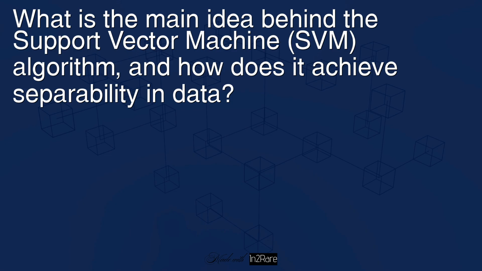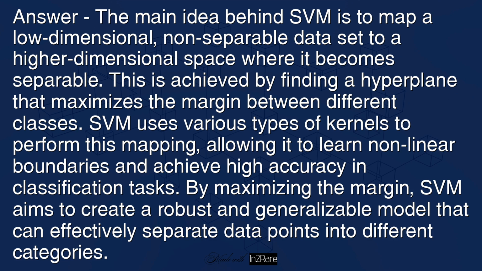What is the main idea behind the support vector machine (SVM) algorithm, and how does it achieve separability in data? Answer: the main idea behind SVM is to map a low-dimensional, non-separable dataset to a higher-dimensional space where it becomes separable. This is achieved by finding a hyperplane that maximizes the margin between different classes. SVM uses various types of kernels to perform this mapping, allowing it to learn nonlinear boundaries and achieve high accuracy in classification tasks. By maximizing the margin, SVM aims to create a robust and generalizable model that can effectively separate data points into different categories.